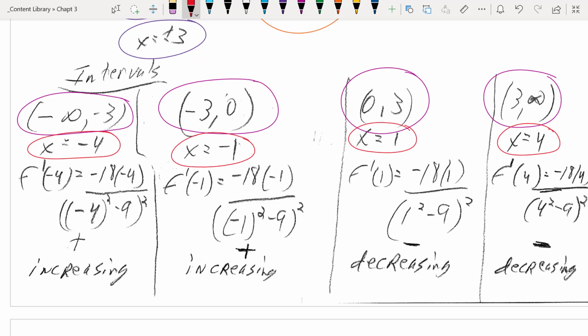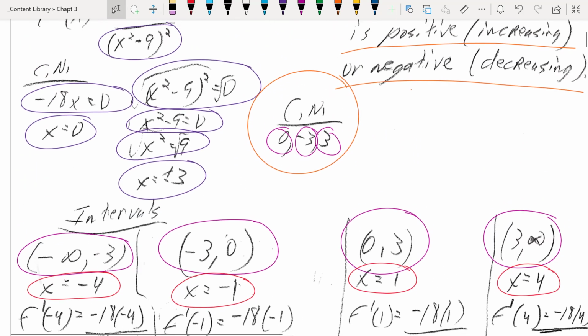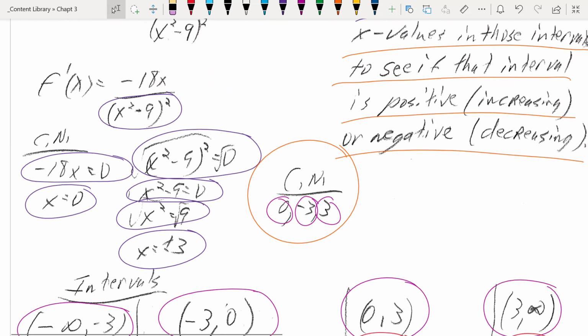Okay, now you're going to take those numbers and substitute them into the first derivative and see whether it's positive or negative. If it's positive, it's increasing. If it's negative, it is decreasing. So notice, here's my first derivative right here. Just a reminder, I found my first derivative right here. It is negative 18x all over x squared minus 9 squared.